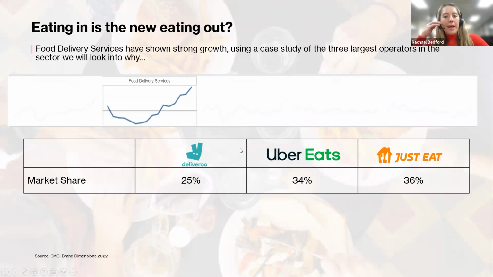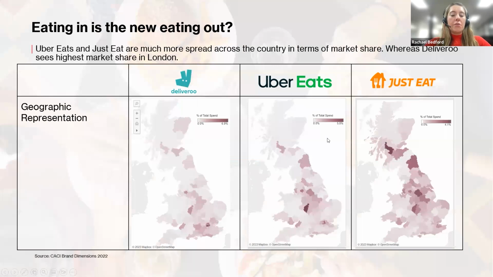So, we have compared three brands within the food delivery service: Deliveroo, Uber Eats, and Just Eat. In the table, I have displayed the market share that each brand has of the total food delivery service market. You can see that Just Eat and Uber Eats have higher market share across the UK. However, when we look at that at a regional level, using maps lifted directly from the dashboard, it becomes clear that Deliveroo has a much higher market share within London, whereas Uber Eats and Just Eat have a much more national representation. Generally, these operators are becoming more available across the country, with brands becoming less reliant on London.